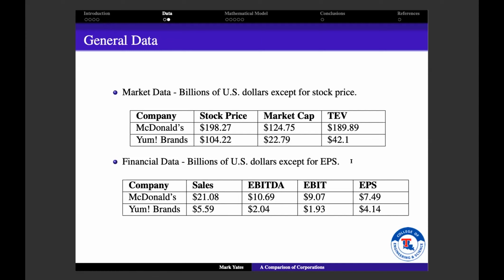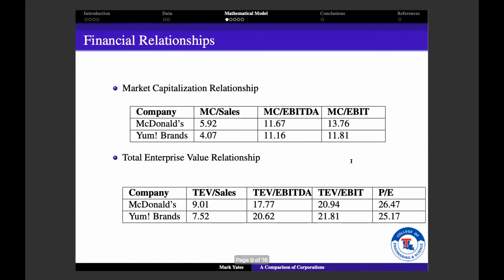But first, we need to look at the financial relationships. We have the market capitalization relationship and the total enterprise value relationship. As part of this process, I took the market capitalization and divided it by sales, and also by EBITDA and EBIT. I did the same thing for the total enterprise value, dividing by the sales, the EBITDA, and the EBIT. Here on the end is the PE ratio, your price earnings ratio.